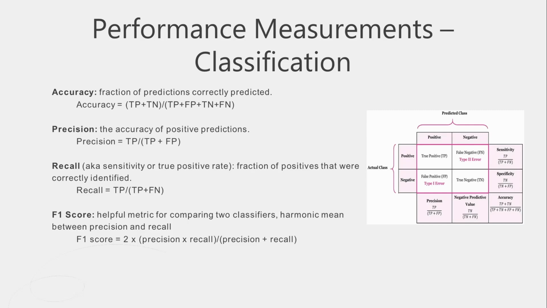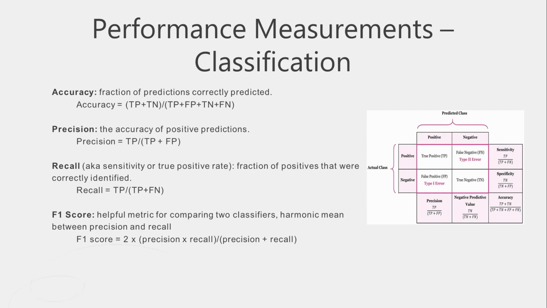And to better understand these four performance measurements, we will use the image on the right, and we'll start with accuracy. Accuracy is calculated as the fraction of predictions correctly predicted from the sum of all predictions, which means that we look at the main diagonal, the sum of the true positives and the true negatives, and divide that value by the sum of all the values: true positive plus false negative plus false positive plus true negative.